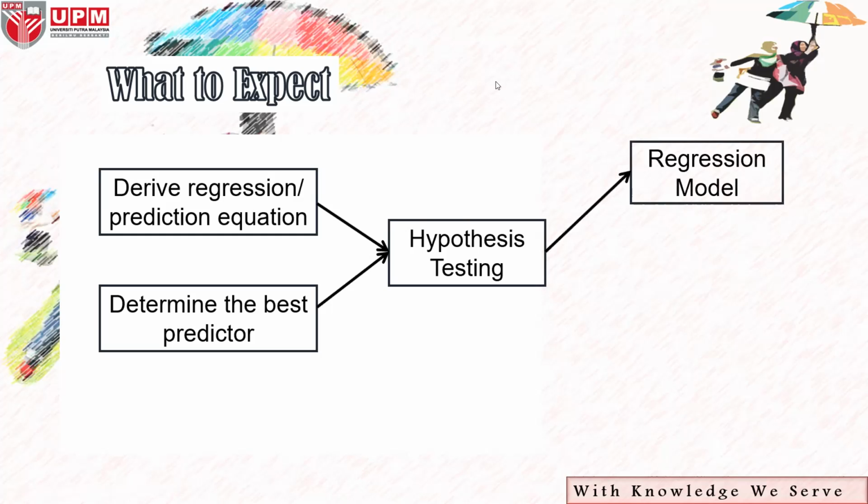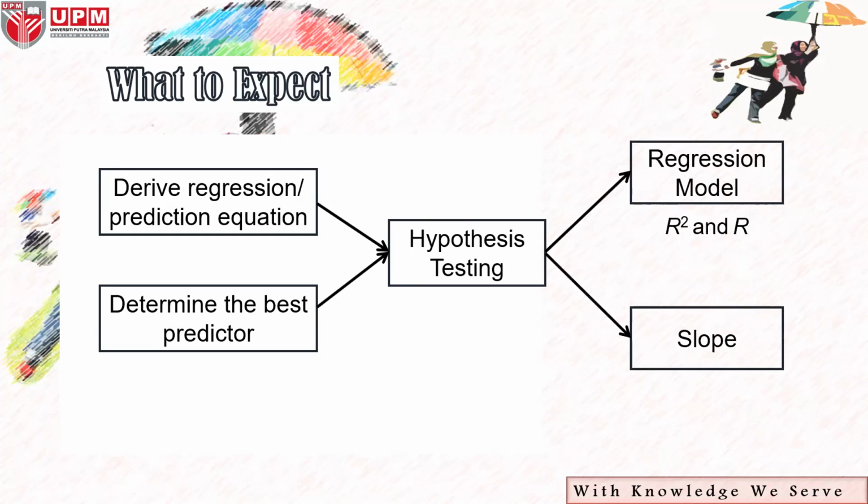Next one, we run the hypothesis testing. We report the regression model, the full regression model, whether it fits the data or does not fit the data. From the model we will describe or determine the R square and R value. And then we will see the slope.